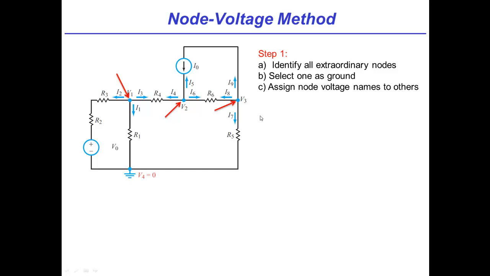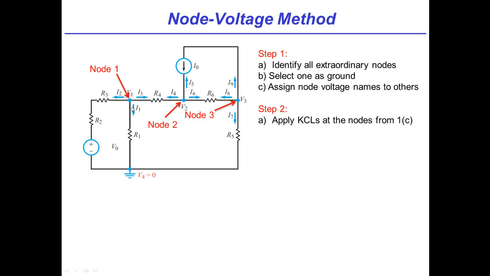Okay. Now we're going to assign node voltages to all the other ones. So V1, V2, and V3. That's node 1, node 2, and node 3. They're going to have those numbers and those names. And now it gets pretty straightforward. All we're going to do, once we've picked one as ground and the other ones have numbers, 1, 2, 3, A, B, C, we're going to apply KCL to each one of them on their own.